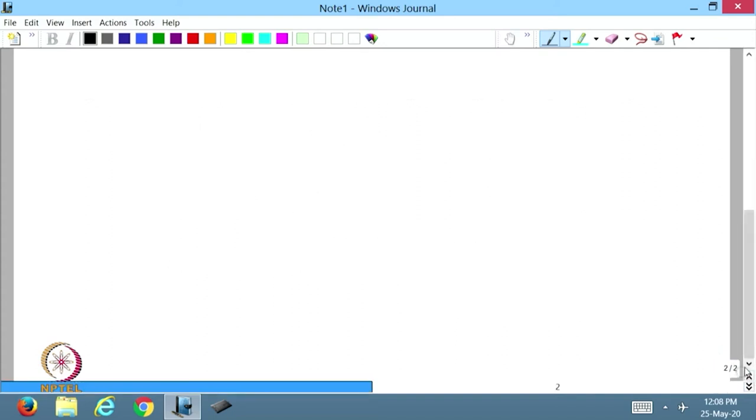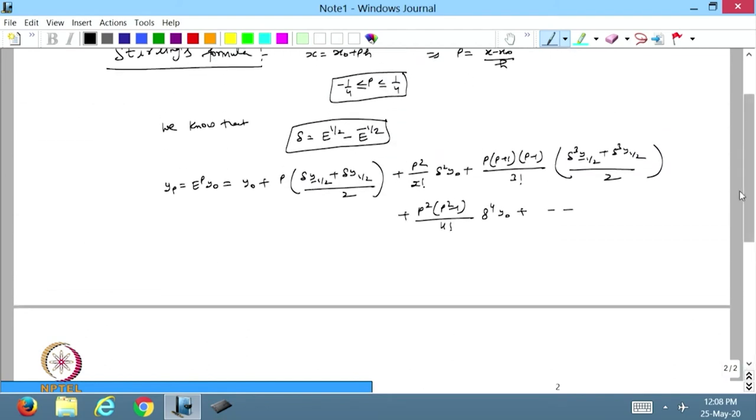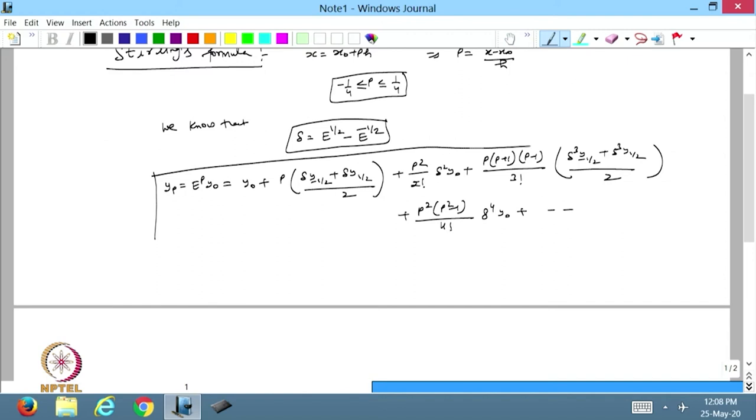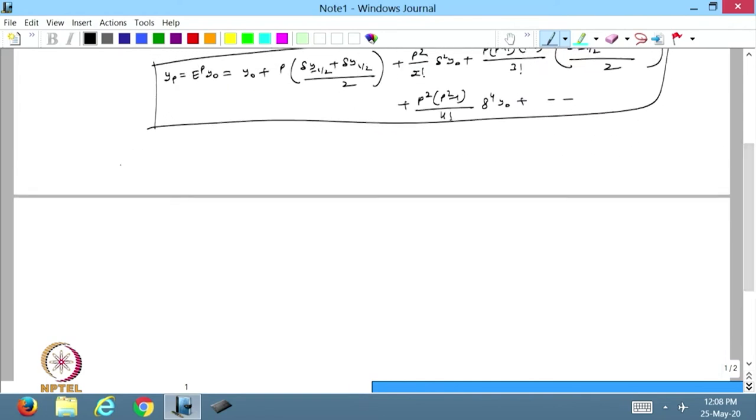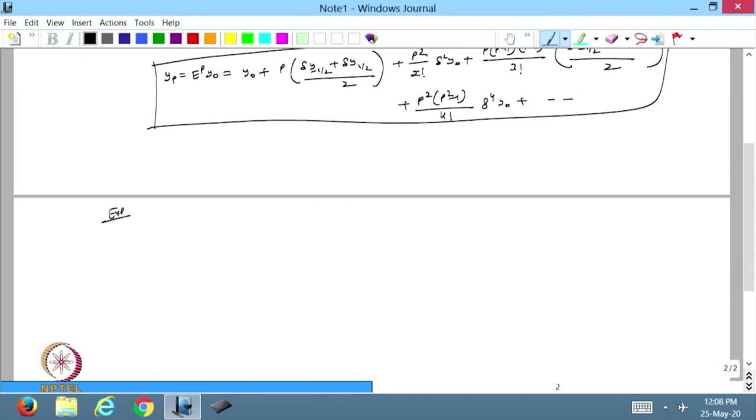So, this is the Stirling formula for approximating a value that lies in between the difference table. Let us do one example and it will be more clear. Suppose I start with the values of x given to me: 1, 1.2, 1.4, 1.6, 1.8 and 2.0. The values of y are given to me.